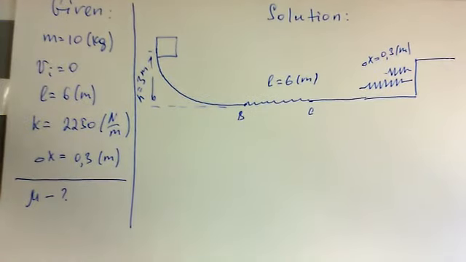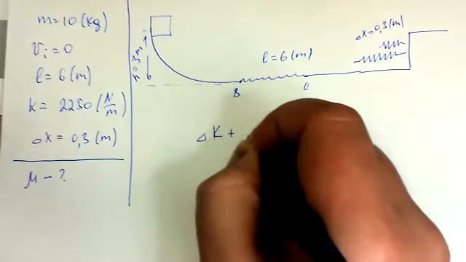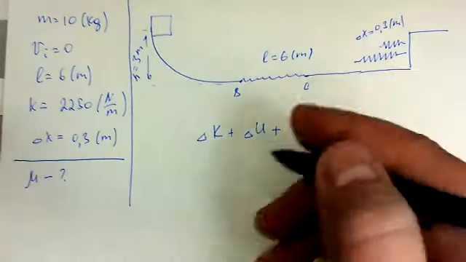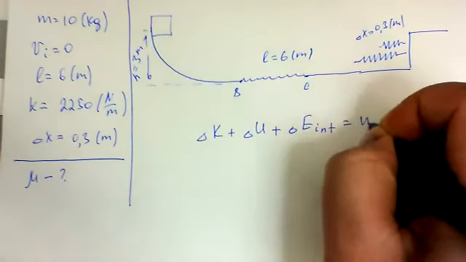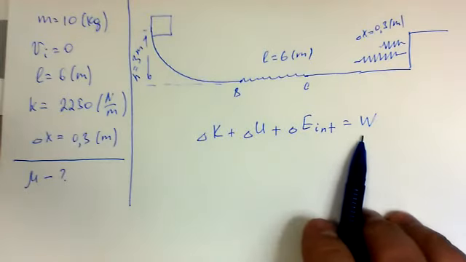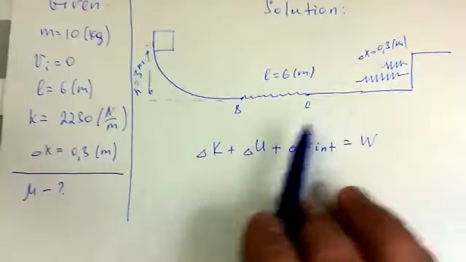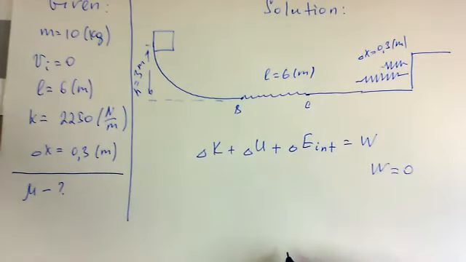Okay, so now let's solve this problem. Again, energy conservation principle: the change of kinetic energy of the system, plus the change of potential energy of the whole system, plus the change of the internal energy of the system equals the work done by the external agent. So by the way, here we can say that there is no external agent acting on the system. That's why the work here is 0.